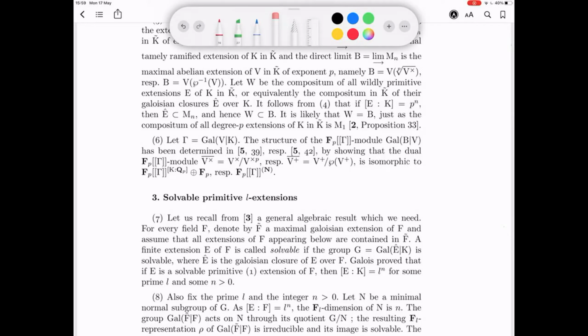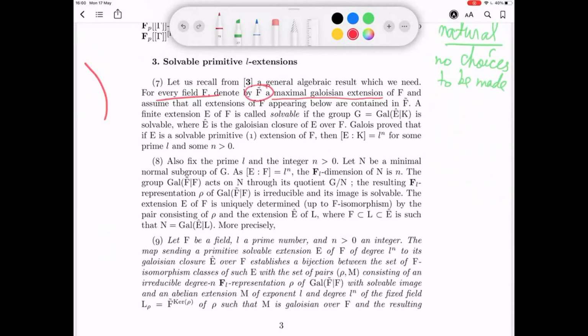Fine. So let's start with an arbitrary field F. Take what I call the maximal Galoisian extension, but what it means is that you are just taking the separable algebraic closure. Why do I call it the maximal Galoisian extension? That's because it's the compositum of all Galois extensions of F. Then you get the separable algebraic closure, right?